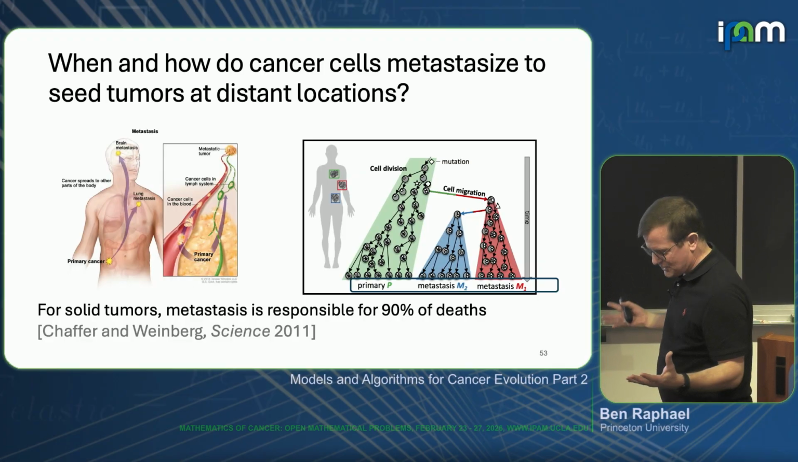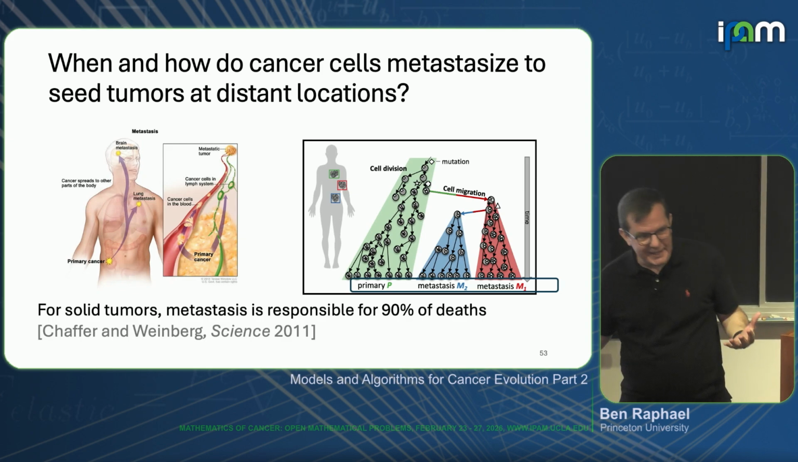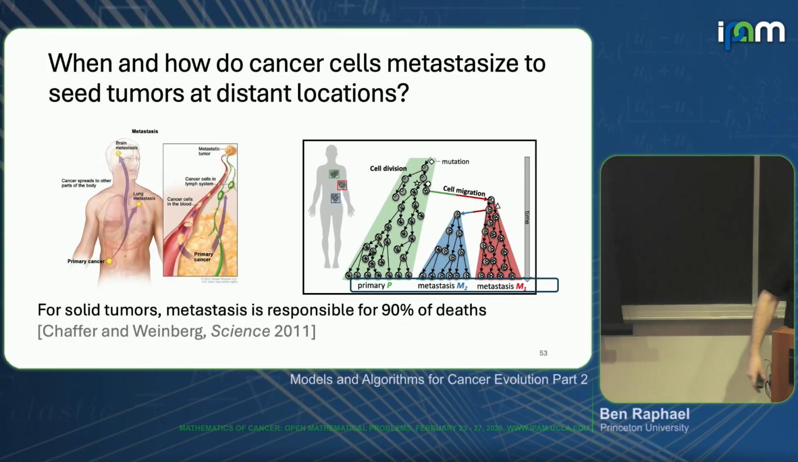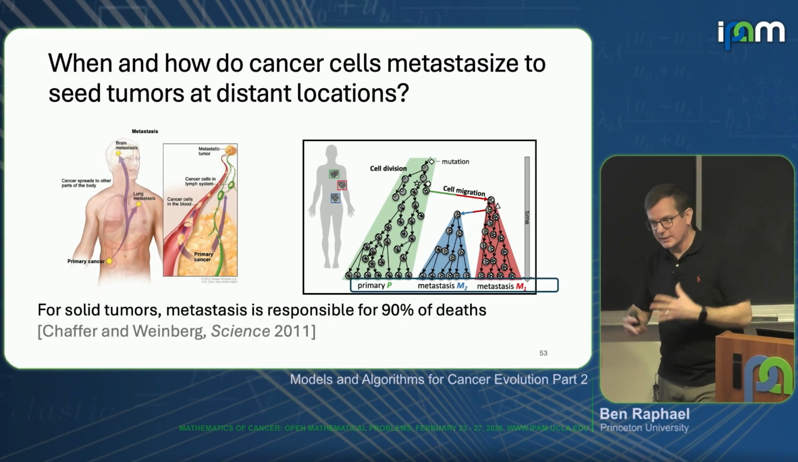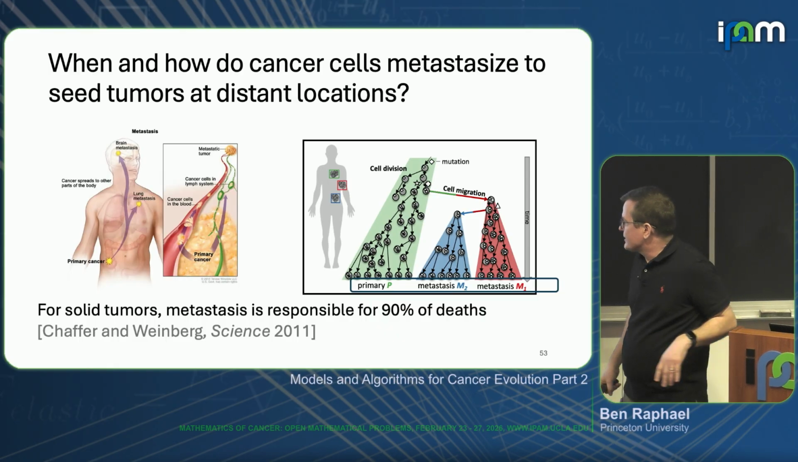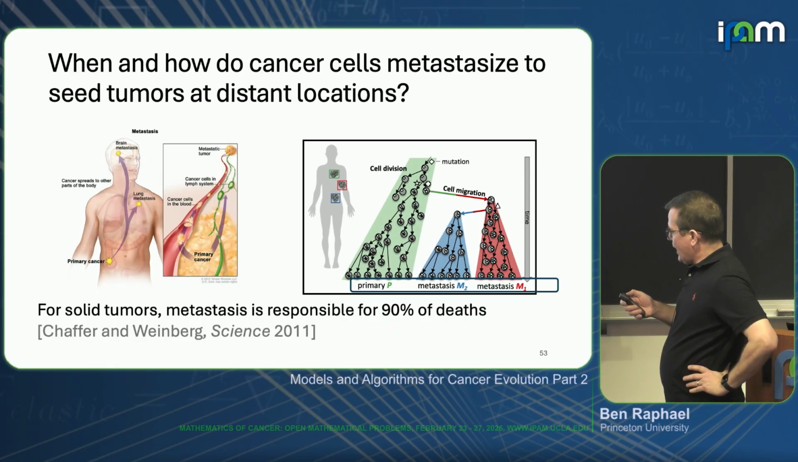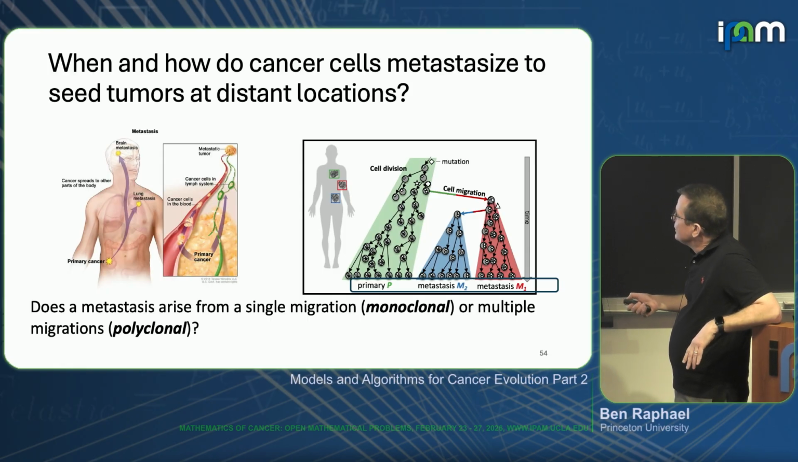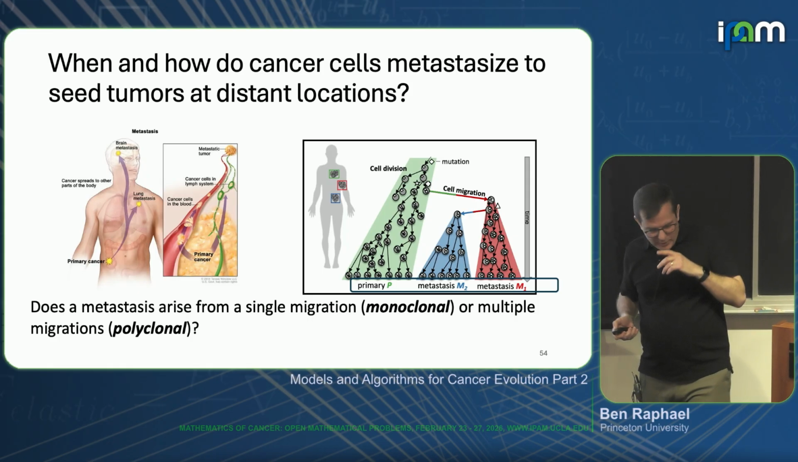Metastasis, I mean, this is one of the key things to understand in cancer, because really metastasis is the real killer. And it's estimated to be responsible for like 90% of the deaths. So understanding when and how cells leave the primary tumor during this evolutionary process, migrate to some distant anatomical location, and start a new tumor is one of the big questions.